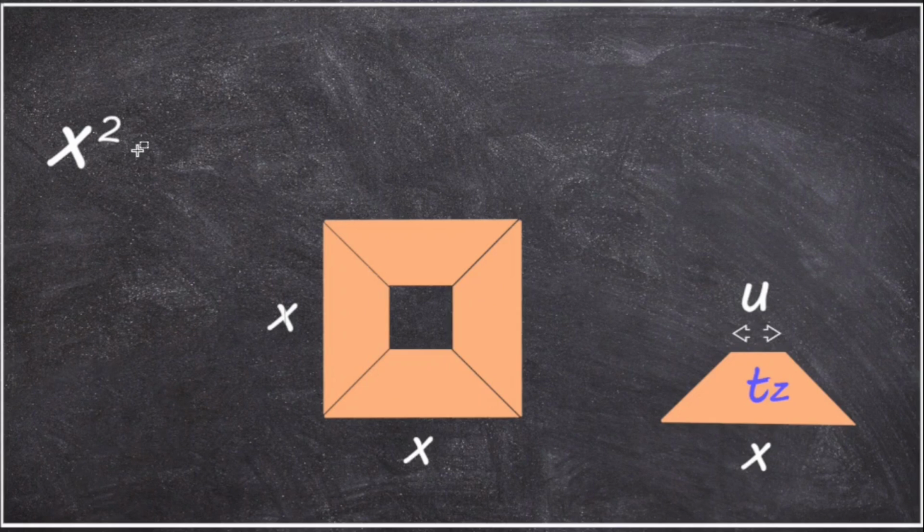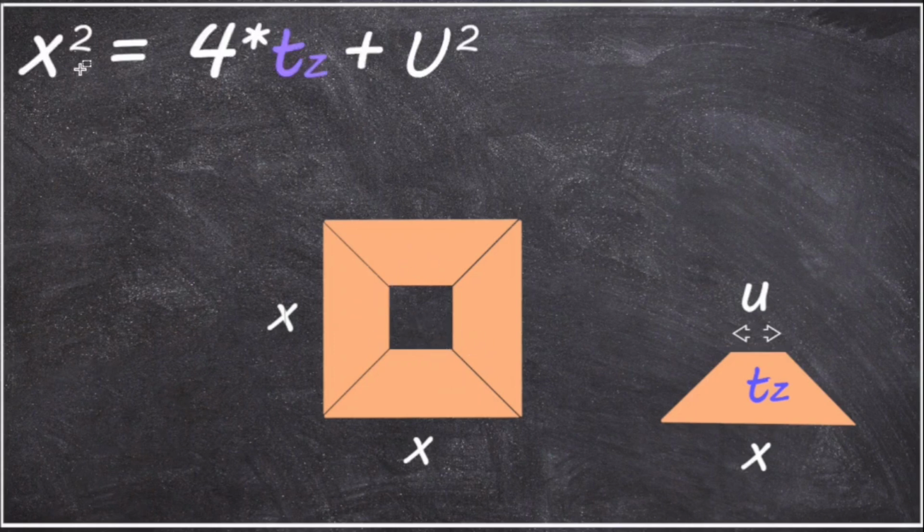So we can express the area x squared as 4 of these trapeziums with the missing area in the middle, which is u squared. So x squared is 4tz, which is 4 times the trapeziums, plus u squared, which is the gap in the middle. And so we've been able to describe the area of a square using a shape that's not a square itself. This is the method that we're going to use to prove Pythagoras' theorem. So let's begin the proof.